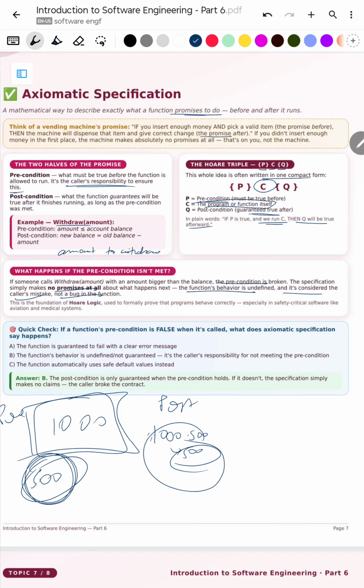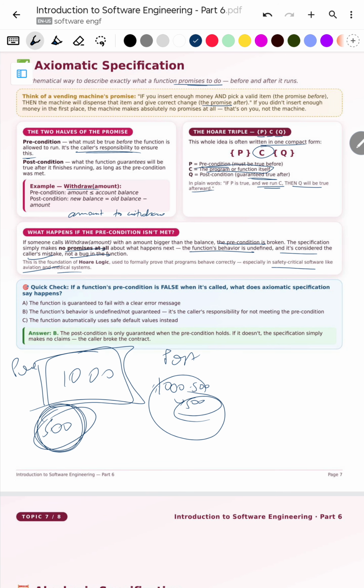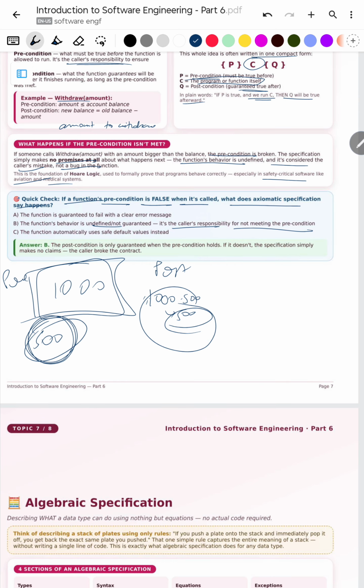This is the foundation of the whole logic used to formally prove programs behave correctly, especially in safety critical software like aviation and medical systems. Okay, so let's answer a question. If a function's precondition is false when it's called, what does the axiomatic specification say happens? What we're studying is the axiomatic specification. It says the function's behavior is undefined or not guaranteed. It's the caller's responsibility for not meeting the precondition. The postcondition is only guaranteed when the precondition holds true. If it doesn't, the specification simply makes no claims. The caller broke the contract.